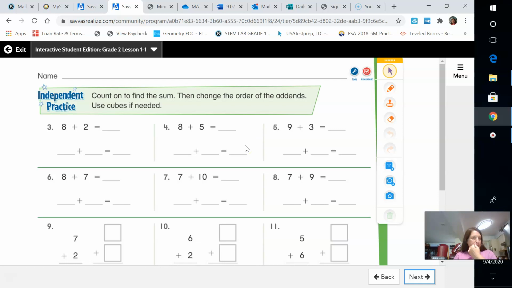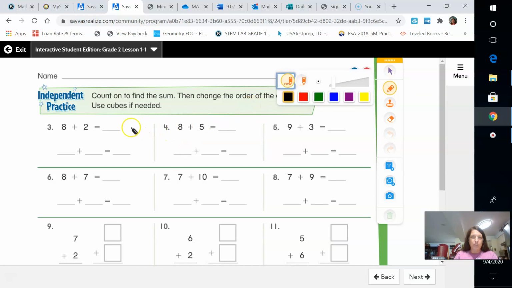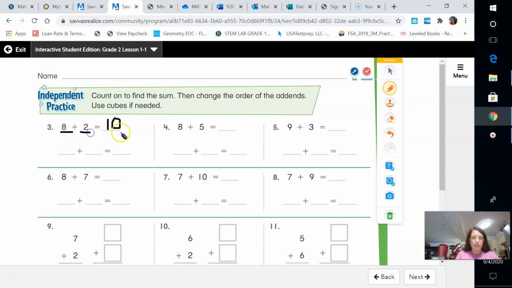I'm going to show you this very first one on this page so that you get the idea, okay? And then you're on your own with this. So 8 plus 2. Well, if we put 8 in our head and we count up 2, we get 8, 9, 10. So we know 8 plus 2 equals 10. Now down here it says change the order of the addends. Remember that these are our addends. This is our sum. The answer to an addition problem is the sum.